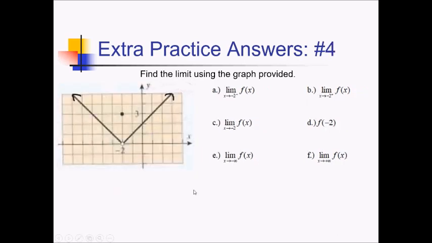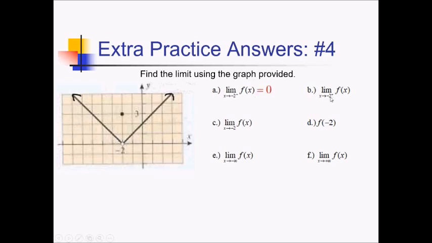For this whole problem, we're going to use this graph to answer these 6 questions off of limits and function values. So for part A, we're approaching -2 from the left side. So here's -2 for the x value. Approaching from the left side, we're coming down to the y value 0 because we're on the x-axis.